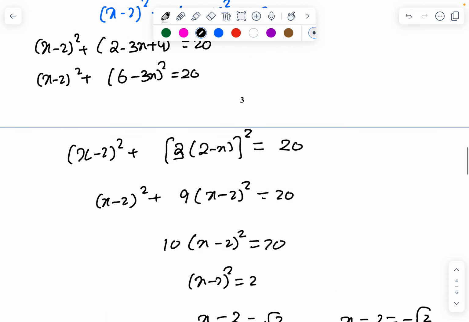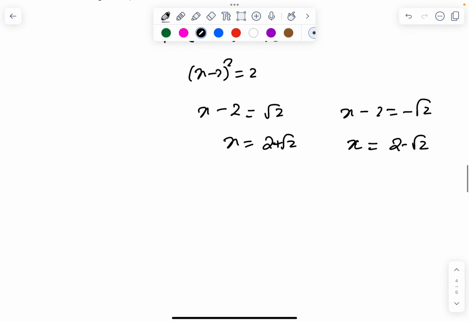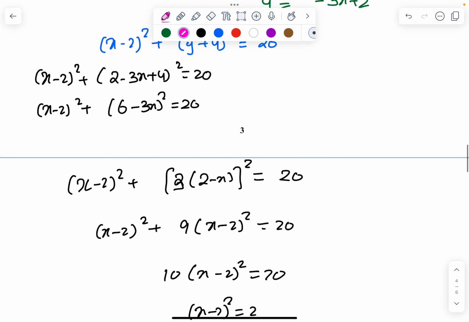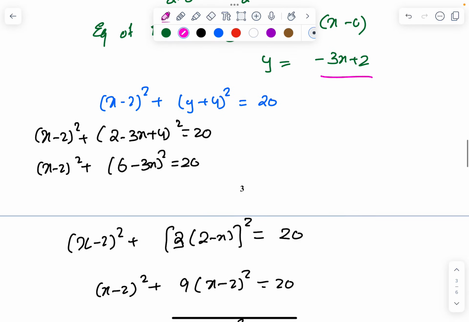So the obvious answer, 2 plus root 2, is not being considered. It is being rejected. So we consider only 2 minus root 2. From there, we get the value of y. What was the equation for y? y equals minus 3x plus 2.